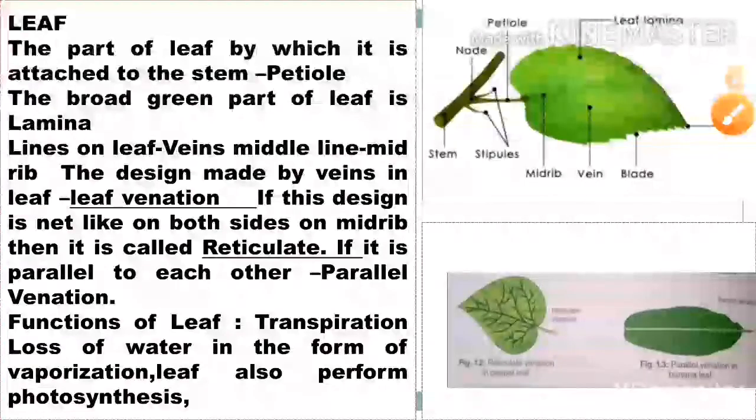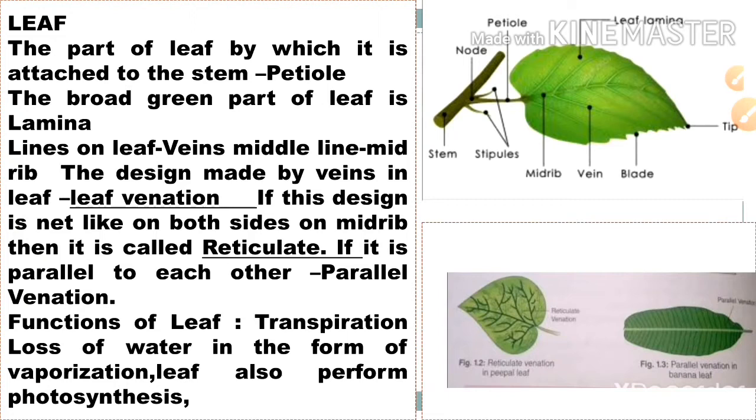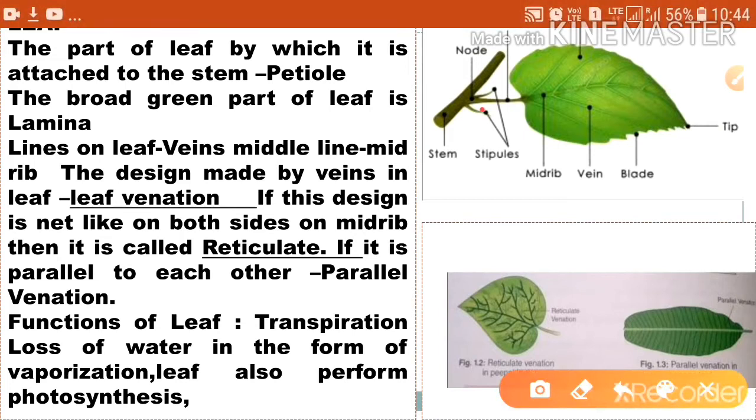The important part is the leaf. The part of the leaf by which it is attached to a stem is called the petiole. As you can see in this picture, this part is the petiole, and this is attached to the stem. This place is called the petiole, and the broad green part of a leaf is called the lamina.